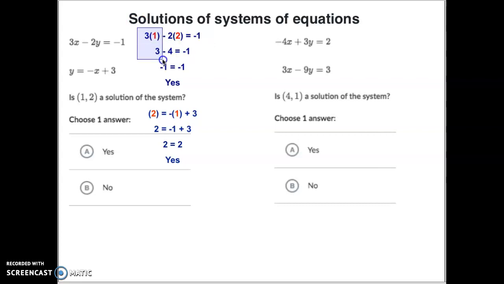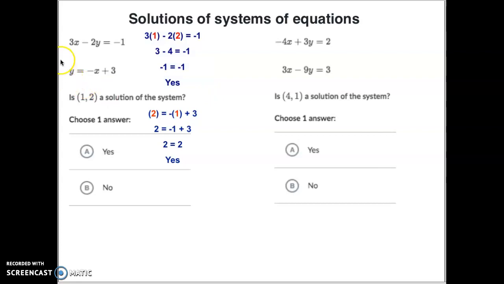Well, 3 times 1 is 3. Negative 2 times 2 is negative 4. And I still have the negative 1 on this side. 3 minus 4 is negative 1. Notice that the two sides do balance, which means yes, it does work for this one. But even though it works for this one, that doesn't mean my answer is yes yet. I have to plug it into the second one and make sure it works for that one.